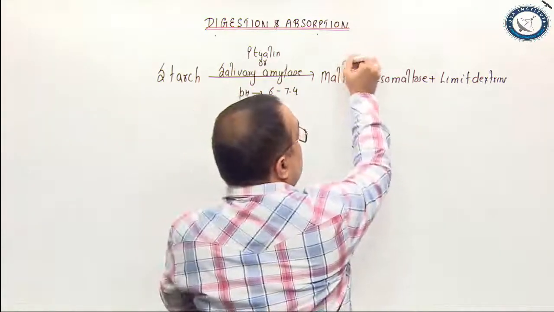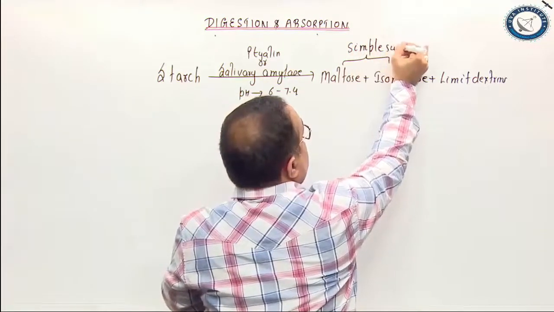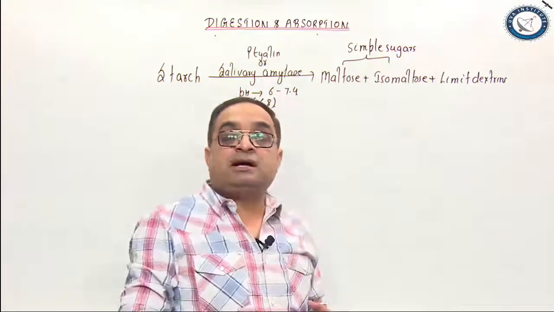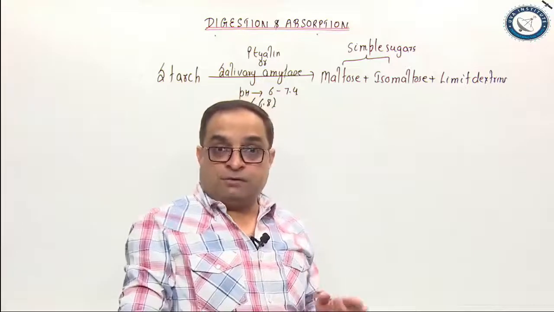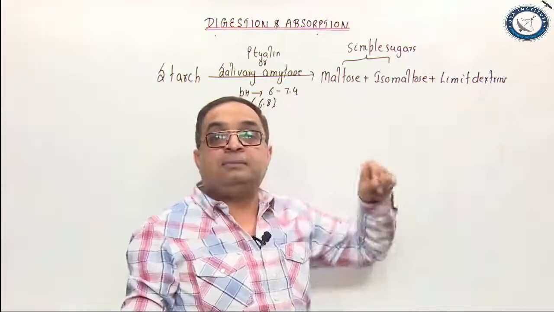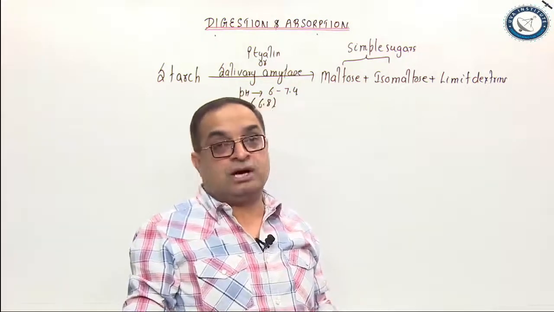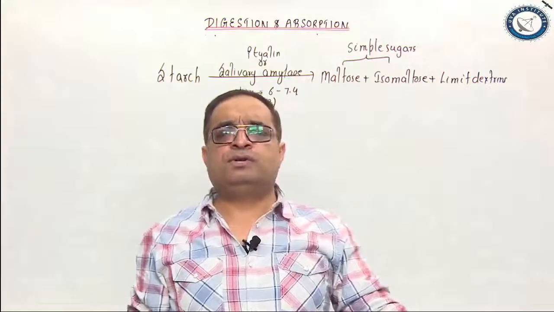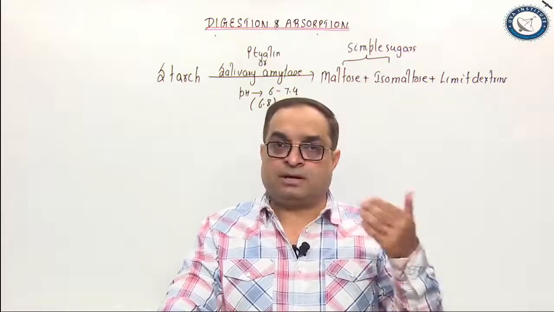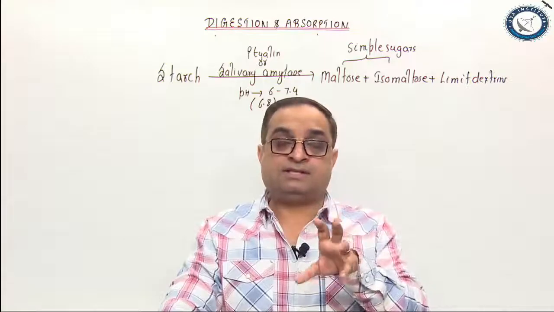Maltose and isomaltose are simple sugars. That is the reason that when you chew bread for some time, it starts tasting sweet because of the formation of simple sugars. Limit dextrins are the intermediate stages which are formed during partial digestion of starch. Because the food is chewed for short duration, only 3 to 5% of starch is digested in your buccal cavity. Then we swallow the food, that chewed food along with the saliva is bolus.